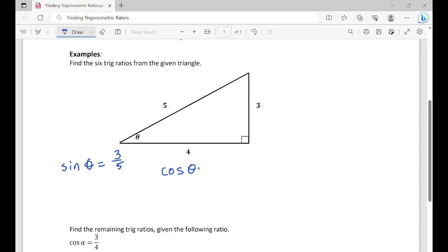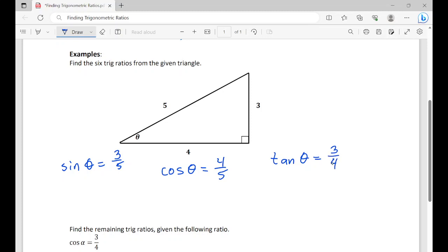Next is cosine theta. And cosine is adjacent over hypotenuse. So cosine is going to be 4 over 5. And that's all for that. Last, we have tangent theta. And tangent is opposite over adjacent. So it's going to be 3 over 4.